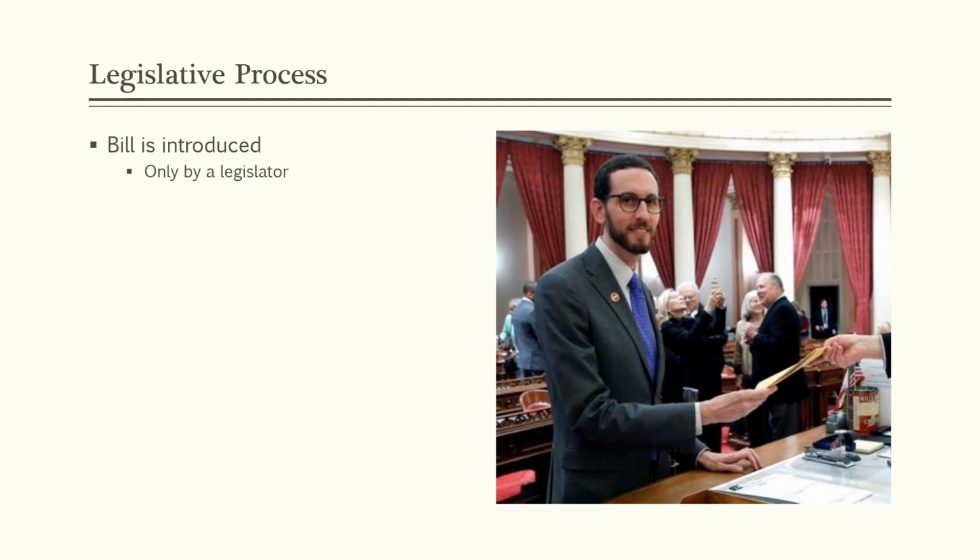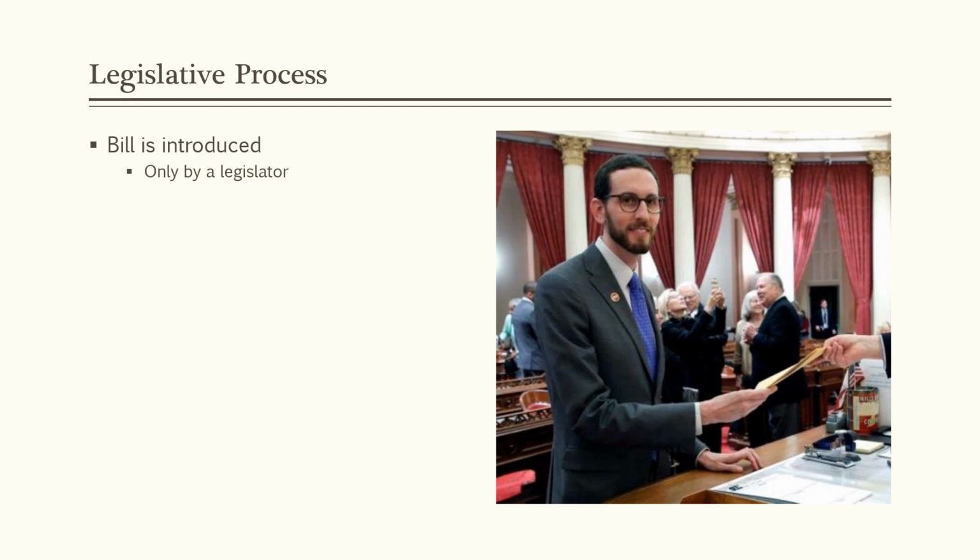Okay, the next element of the state legislature that I'd like to take a look at is the legislative process. In other words, how a bill works its way through the state legislature to ultimately becoming law. The first step of the legislative process is a bill is introduced into the legislature. And a bill can only be introduced by a legislator of the chamber. So a representative in the state assembly is the only one who can introduce a bill in the state assembly. And a California state senator is the only person who can introduce bills in the state senate.